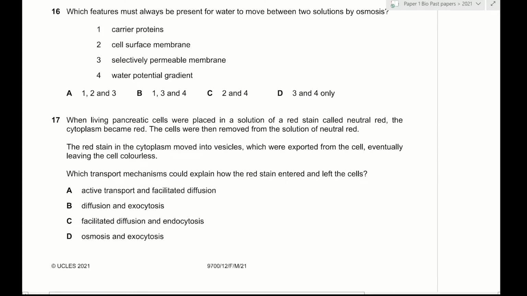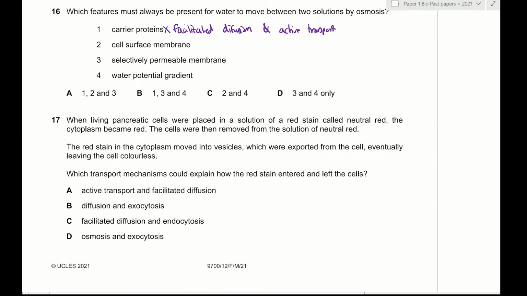16. Which features must always be present for water to move between two solutions by osmosis? So osmosis is the movement of water down water potential gradient through a partially permeable membrane. So let's look at the suggestions that fit this description of osmosis. 1. Carrier proteins. Carrier proteins only must be present in facilitated diffusion and active transport. So has nothing to do with osmosis. So this is incorrect.